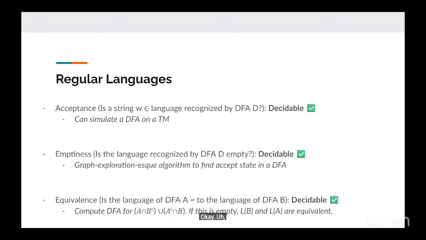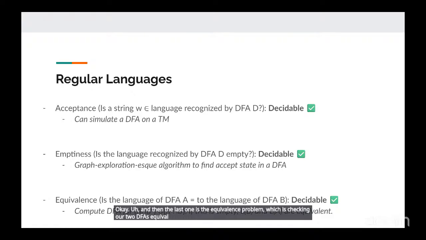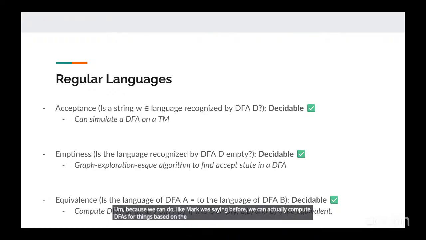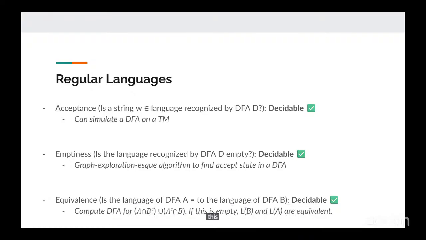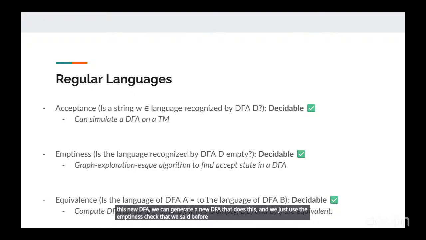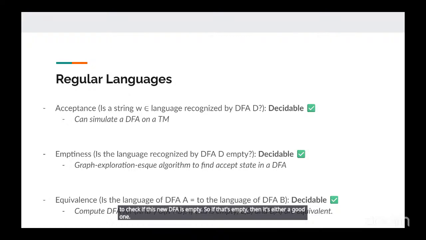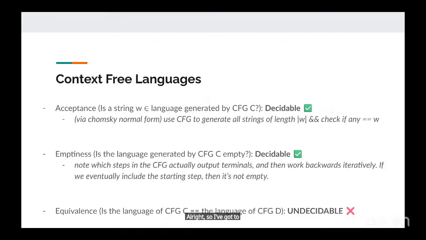The last one is the equivalence problem, which checks whether two DFAs are equivalent, meaning they recognize the same language. That is a decidable property because, like Mark was saying before, we can compute DFAs based on the intersection and the complement. We generate a new DFA that does this, and we just use the emptiness check from before to see if this new DFA is empty. If that's empty, then the two are equivalent. So we've got to remember those three.